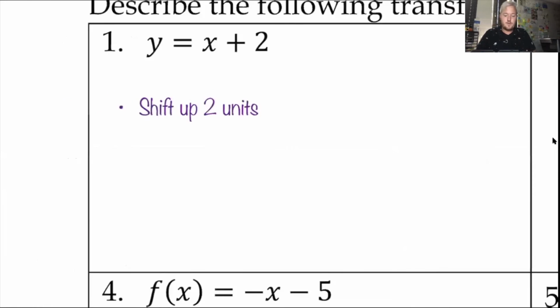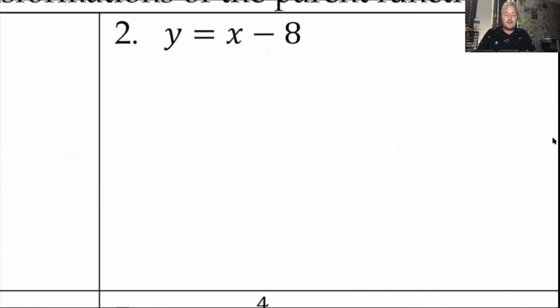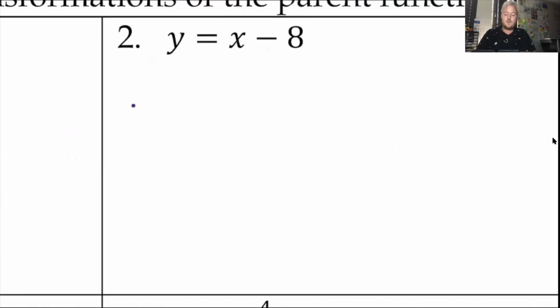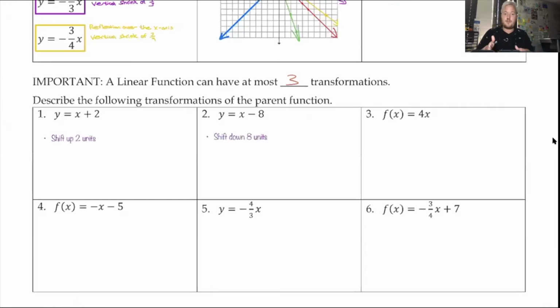And that's all that one's looking for. So over here, now we have y equals x minus 8. So in this one, our change here is that negative 8. So this is a shift down 8 units. So be very explicit and match exactly how I'm writing it. You have to say shift up or shift down. You cannot just say move up, move down, move left, right, whatever.